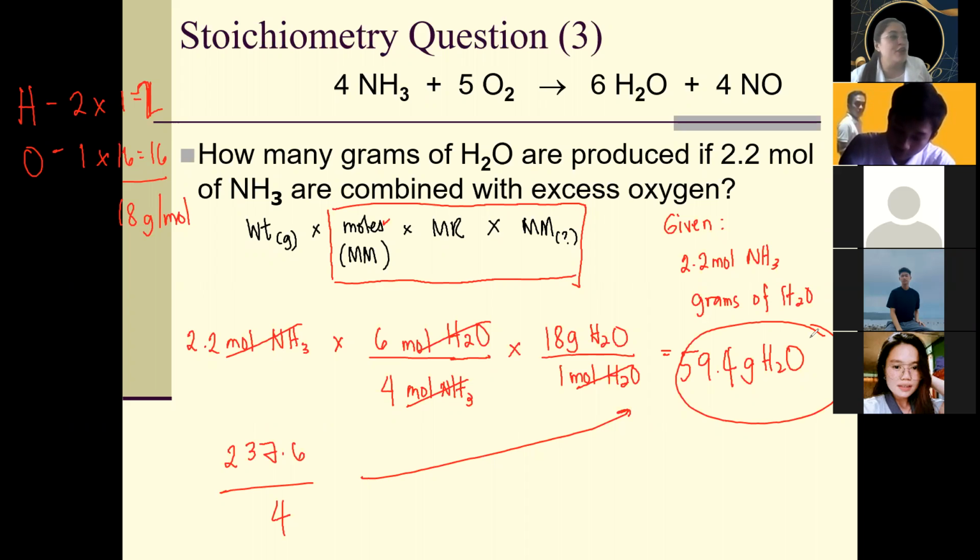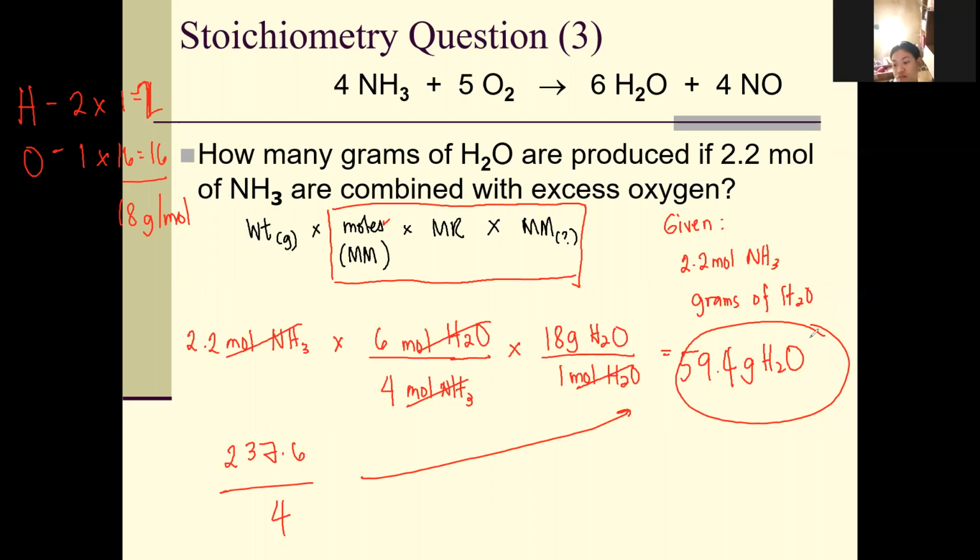So that's, class, the importance of stoichiometry, wherein if you just know the amount of either one reactant or one product, you can always predict the amount of another substance. Just like in this case, we have the given 2.2 moles of ammonia. We predicted that we can produce a total of 59.4 grams of water. Okay, again, that's the use of stoichiometry.